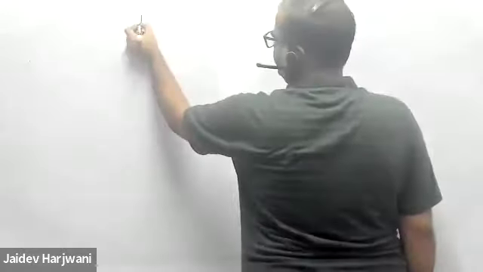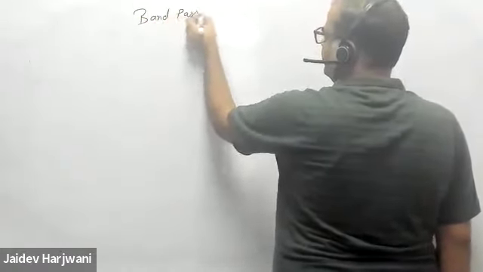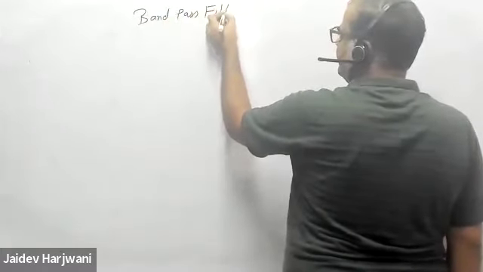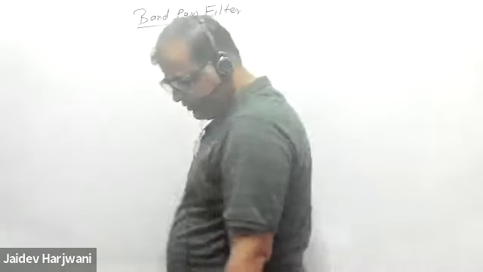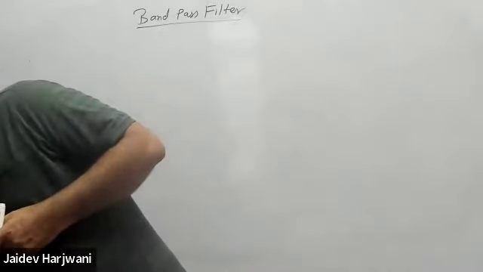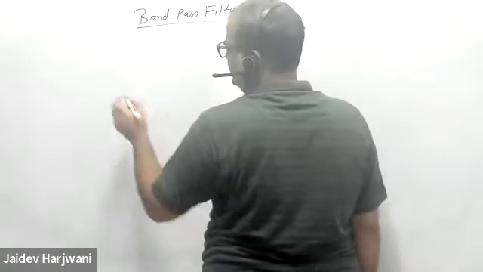We're starting now the next filter, which is your band pass filter. If you want to pass a band between the frequency range from omega 1 to omega 2, you can do it by a cascade of low pass and high pass filter.